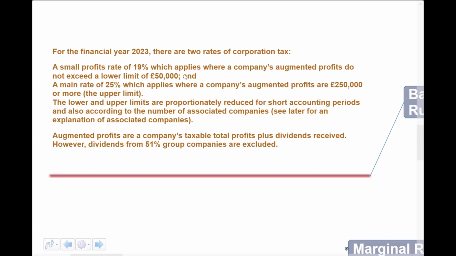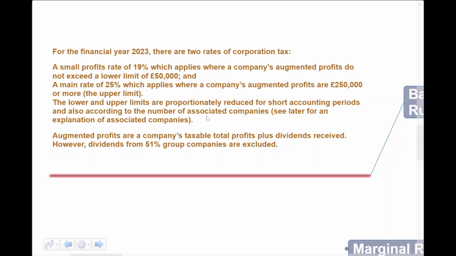So what we've got is a lower limit and an upper limit. You might want to call them the LL and the UL. Okay? Now, let's note, and I will explain this further, that these upper and indeed lower limits are reduced for short accounting periods and also for the number of associated companies. Now, that's a lot of information for you to take in, I understand. Let me just recap to this point before we move on.